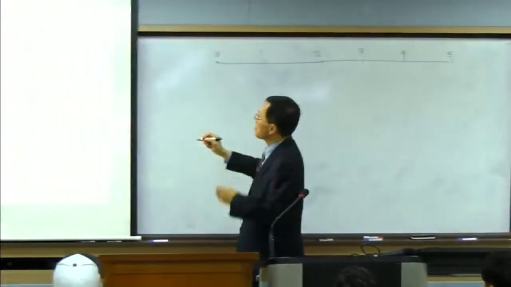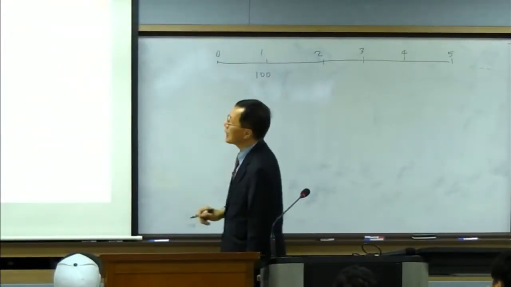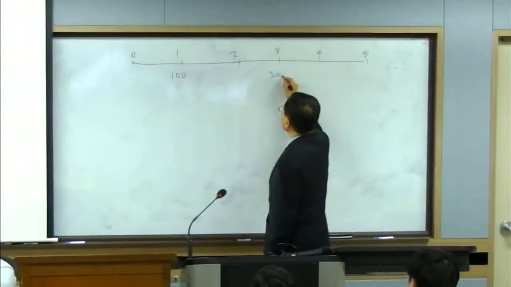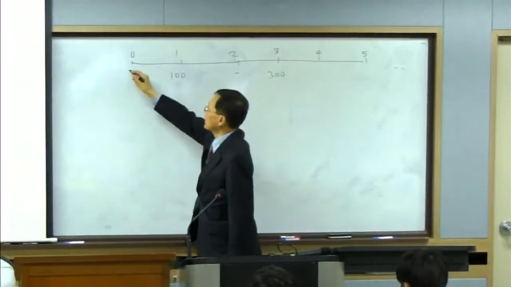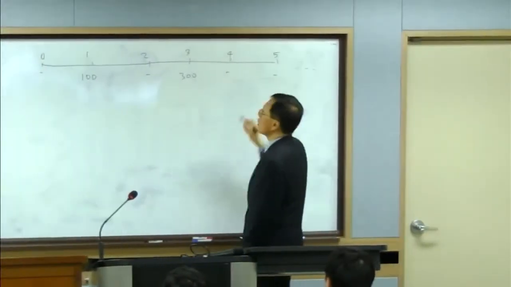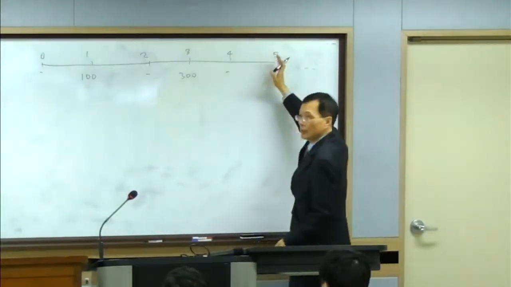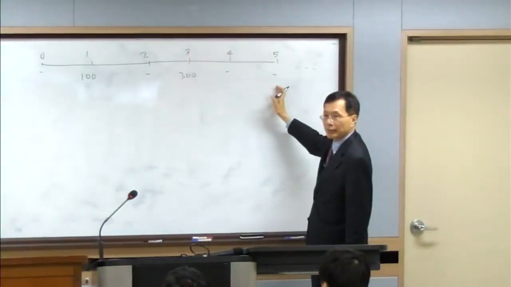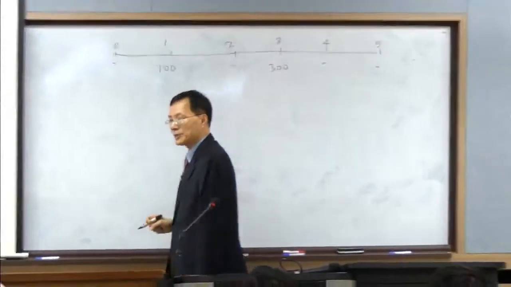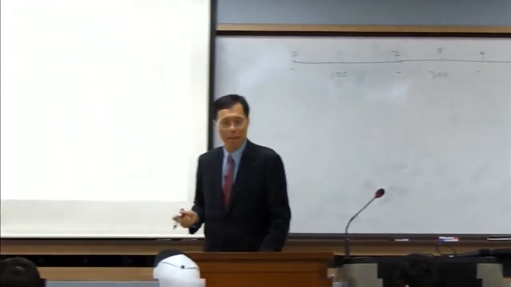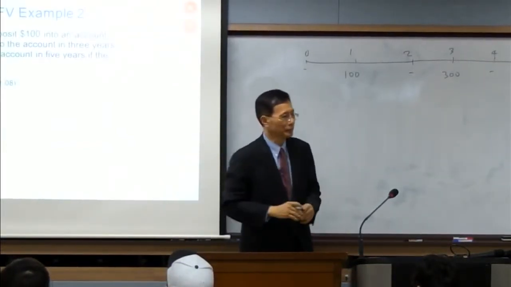And you plan to deposit 100 in year 1 and plan to deposit 300 in year 3 and nothing in other years. And you'd like to know what your account is going to be worth in time 5, year 5, at horizon. So how would you do it? What is the year 5 value of your account?